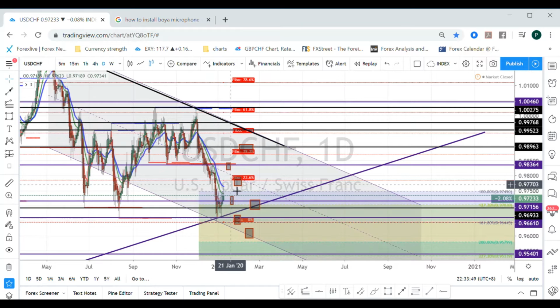So now it's making a pullback. The first pullback will definitely be the Fibonacci level 33.6, which is sitting at 0.978 or 0.98. Most likely it will come and test around this region, or up to this again one more time at this support resistance.